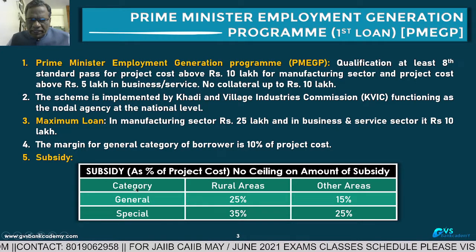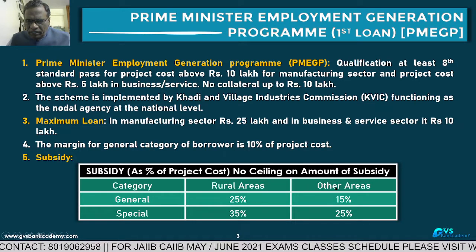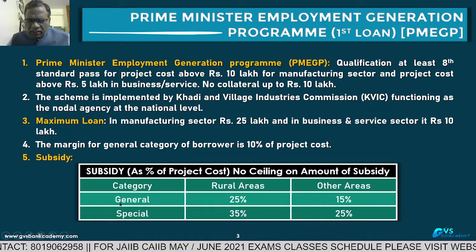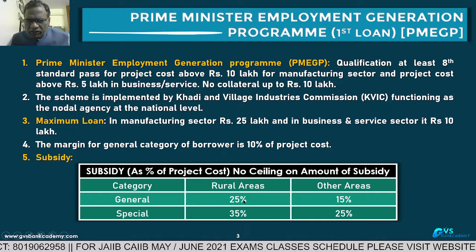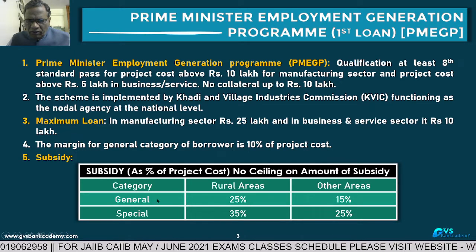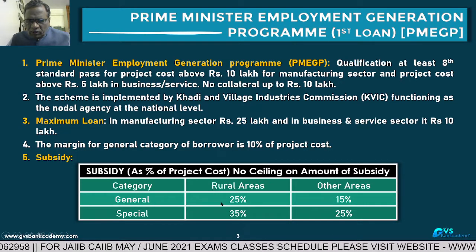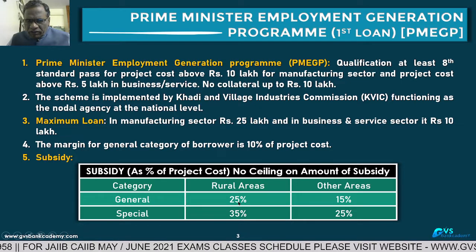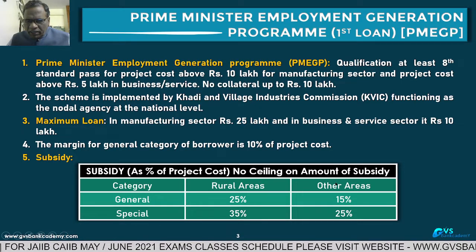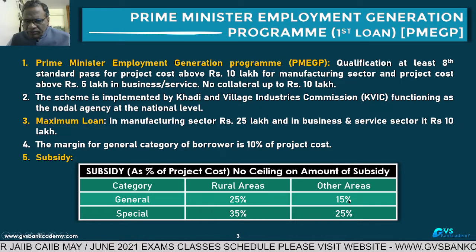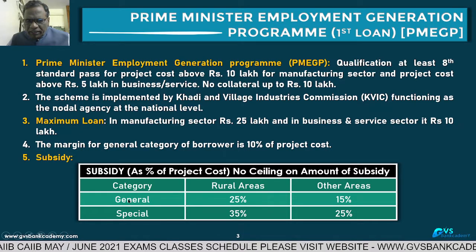Now, category, rural area and other areas. For the general category, in rural areas, 25% of the project cost they will get. For the general category, other areas, 15%. So once again, general category, rural areas 25% of project cost, other areas 15%.